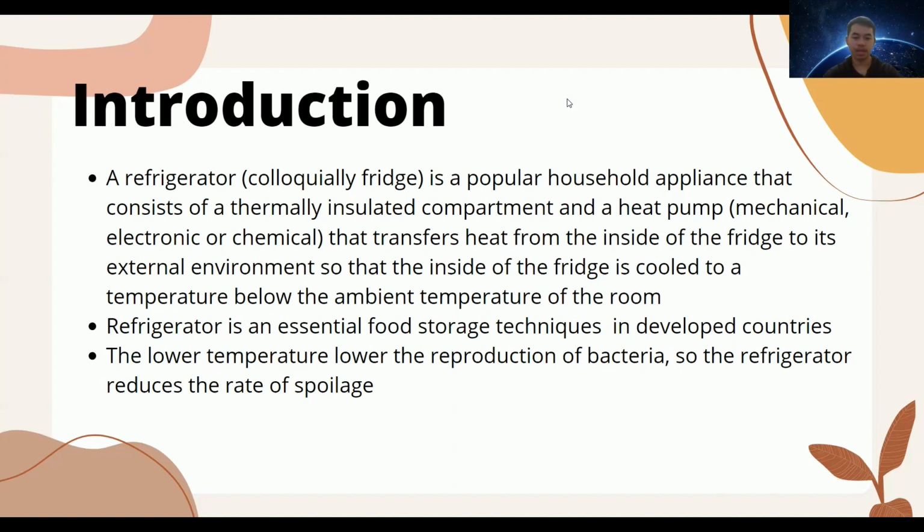Refrigeration is an essential food storage technique around the world. The lower temperature lowers the reproduction rate of bacteria, so the refrigerator reduces the rate of spoilage. The refrigerator maintains a temperature a few degrees above the freezing point of water. The optimal temperature range for perishable food storage is 3 to 5 degrees Celsius. A similar device that maintains temperature below the freezing point of water is called a freezer. The refrigerator replaced the ice box, which had been a common household appliance for almost a century and a half.